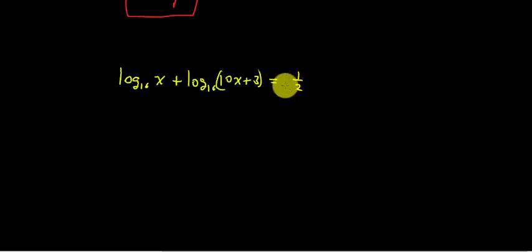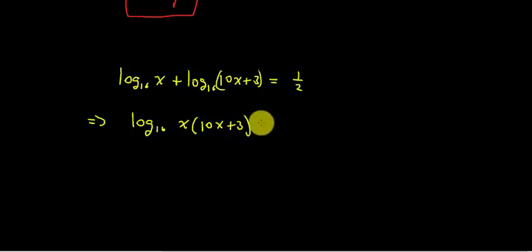1/2. Okay. Well, so here, the first thing that we see is that we can use our properties of logs. These guys are added together. We can use the sum to product property of logarithms, and we can make this one logarithm where these guys are multiplied together. So I can write this equation as log base 16 of x times 10x plus 3. And we can say that's equal to 1/2.